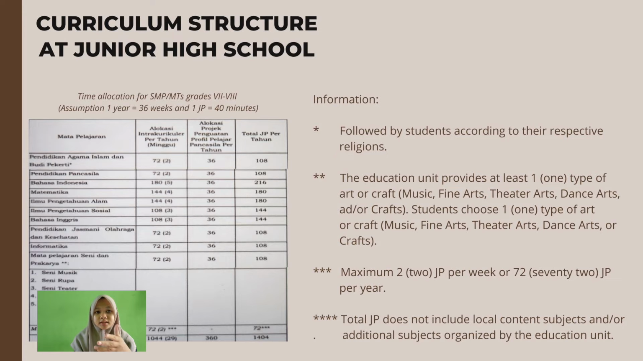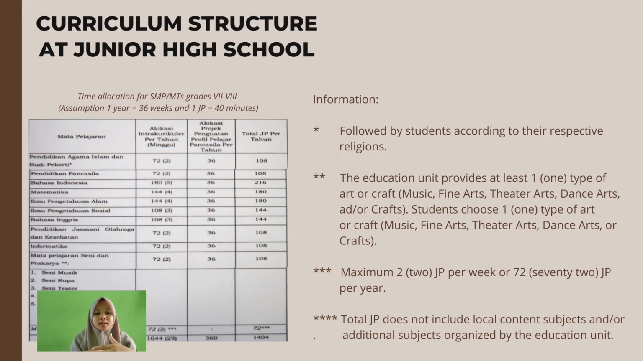Okay, same as the before slides, there are 4 informations about curriculum structure at junior high school. First, followed by students according to their respective religions. 2, the education unit provides at least one type of art or craft, music, fine art, theater art, dance art, and craft. And students choose one type of art or craft. 3, maximum 2 times learning per week, or 64 time learnings per year. And last, total time learning does not include local contents, subjects, or additional subjects organized by the education units.